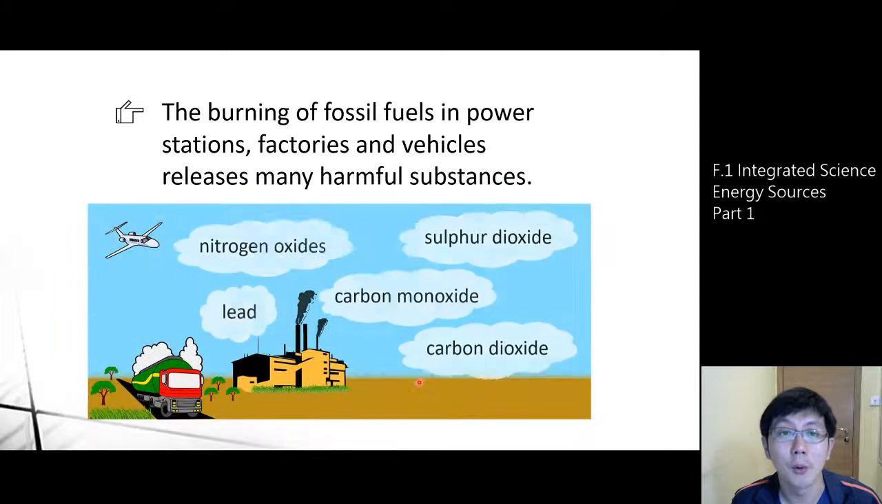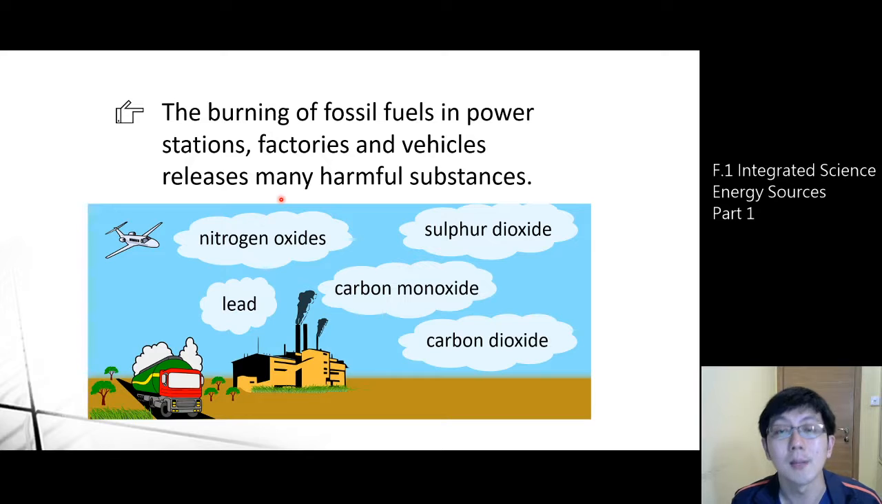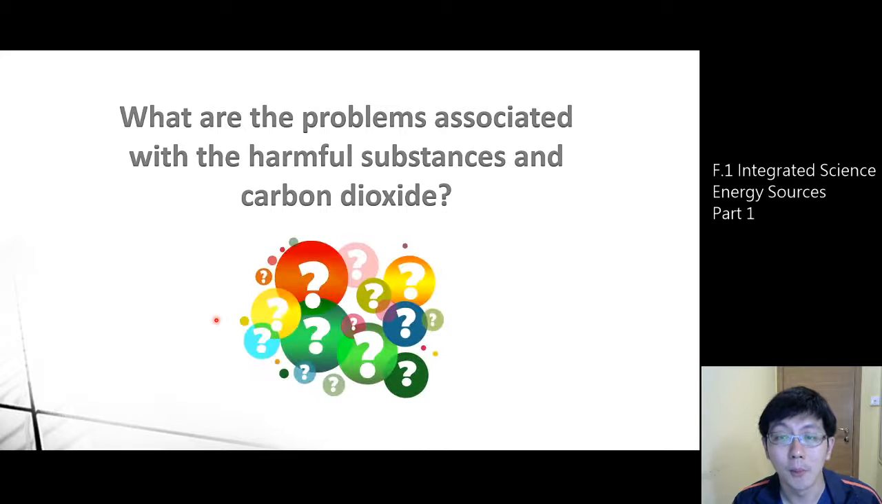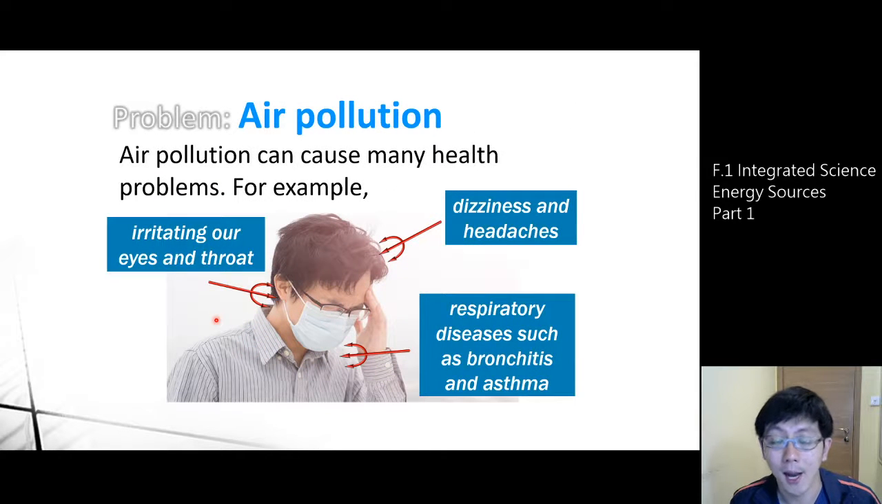First of all, the burning of fossil fuels will release different kinds of harmful substances. Here are 5 examples: nitrogen oxides, sulfur dioxide, carbon monoxide, its brother carbon dioxide, and also lead. So they are the harmful substances that will cause different types of environmental problems. Now, what are those environmental problems caused by these harmful substances and carbon dioxide?